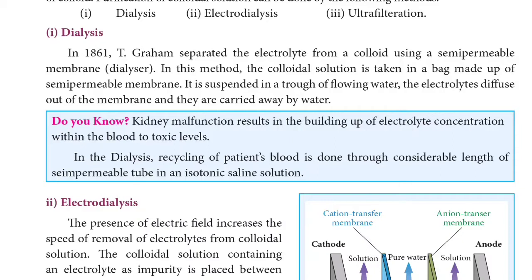The first method is dialysis. In 1861, Graham separated the electrolyte from colloid using a semi-permeable membrane. In this method, the colloidal solution is taken in a bag made of semi-permeable membrane. It is suspended in a trough of flowing water. The electrolyte diffuses out through the membrane and is carried away by water.